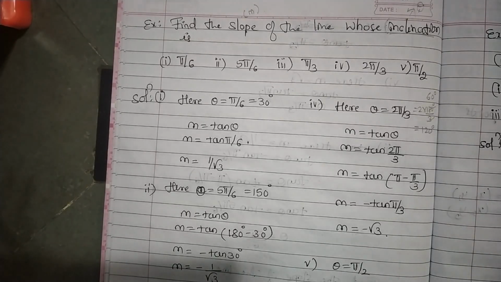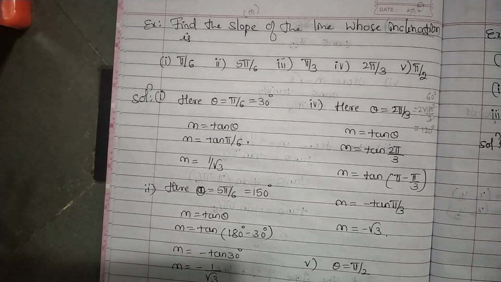And slope of a line joining 2 points, whether theta is acute or obtuse, in both the cases we have the same slope. That is, the slope of a line joining 2 points is given by m is equal to y2 minus y1 by x2 minus x1. So based on these concepts, let's solve the examples.